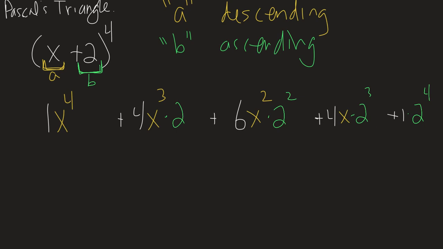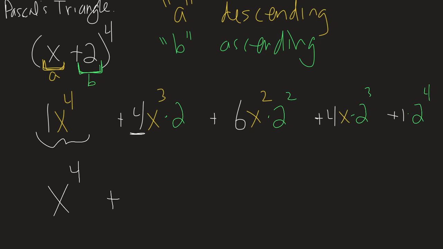Okay, so you start with your coefficients from Pascal's triangle. And then you do your A, your first term of your binomials, right? They have the powers that descend, and then you do your B's, which are the powers that ascend. They go from 0 up to the total. Okay, so now let's do some simplifying if we can. Nothing to simplify here, so your answer is just x to the fourth.